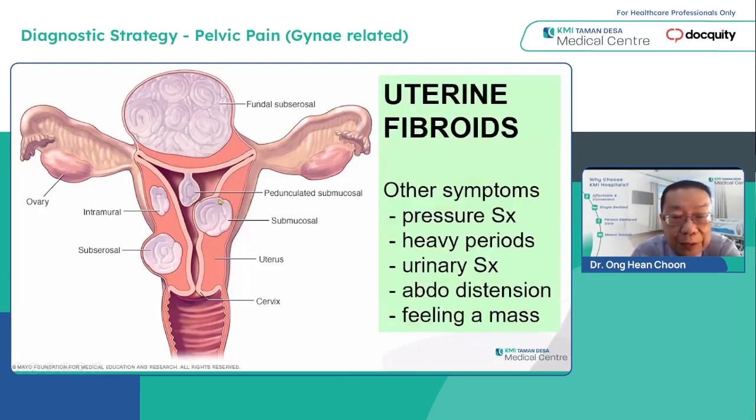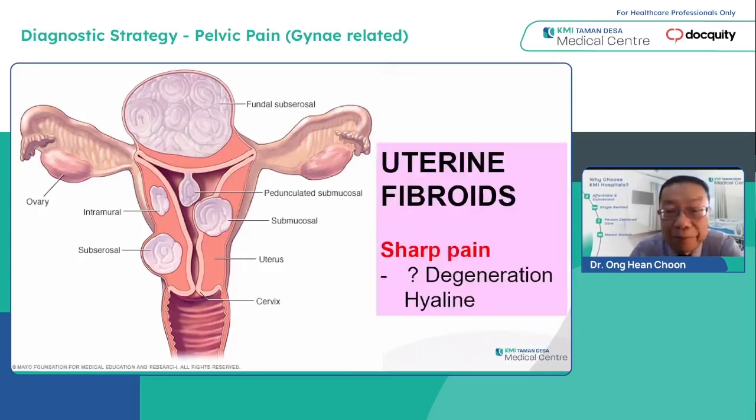Now, the other symptoms associated with fibroids which will help you will be the presence of pressure symptoms in the lower abdomen, sometimes the presence of heavy periods, especially with submucous fibroids, and because of the enlarged uterus pressing on the bladder, there can be urinary symptoms. There can be some abdominal distension, and some patients even tell you, I feel a mass in my lower abdomen. So this gives you an indication that you are dealing with a fibroid.